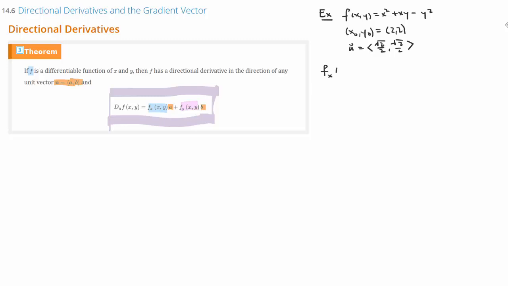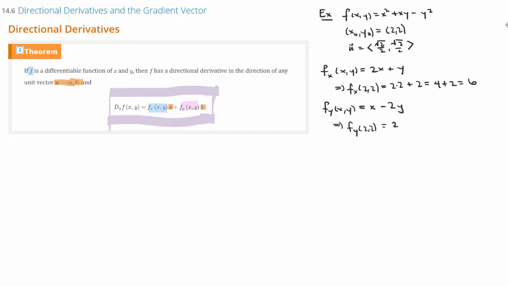So I'll compute the partial with respect to x and get 2x plus y. If I plug in at (2, 2), I'll get 2 times 2 plus 2, or 4 plus 2, which is 6. If I compute the partial with respect to y, I'll get x minus 2y. Plugging in at (2, 2), I'll get 2 minus 2 times 2, which is 2 minus 4, which is negative 2.